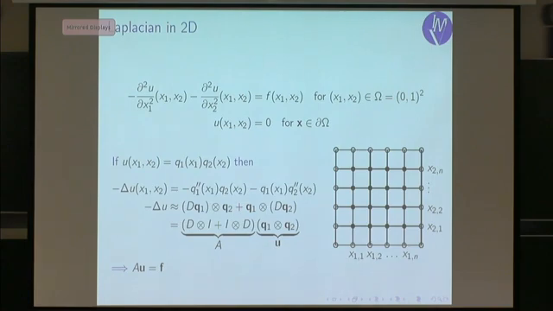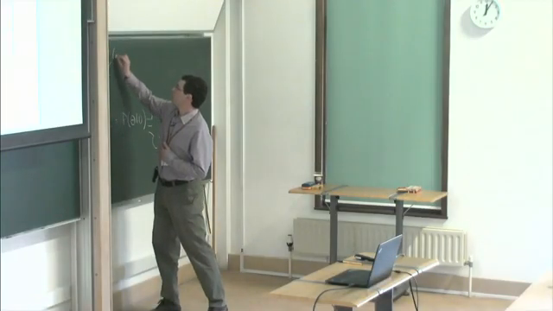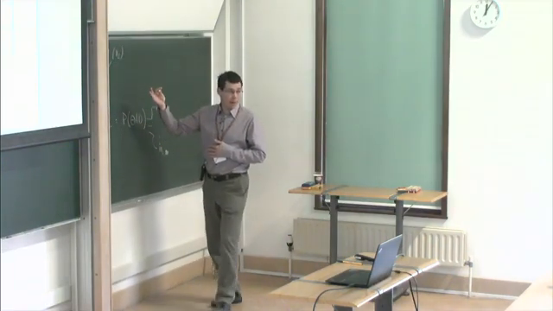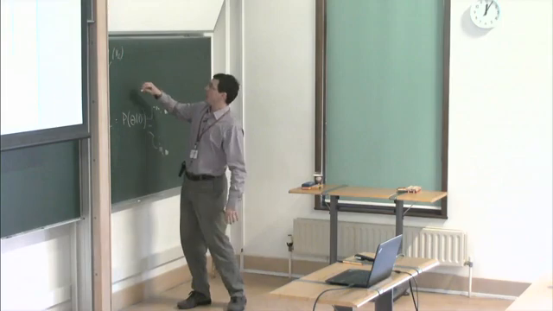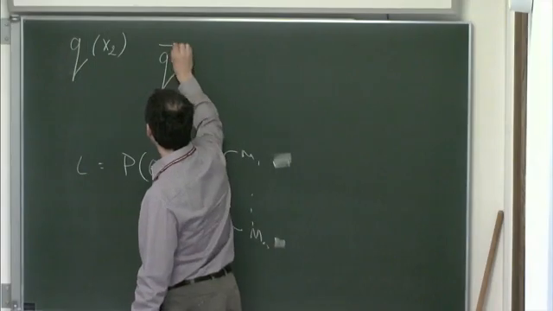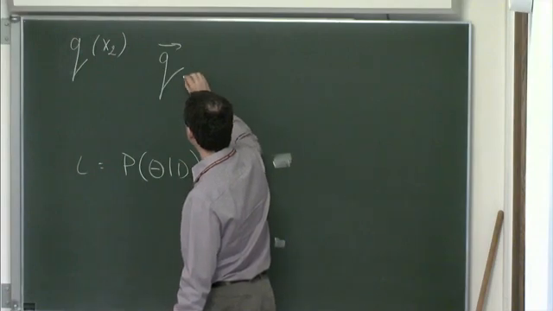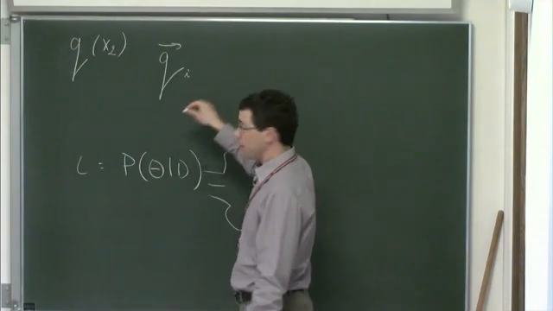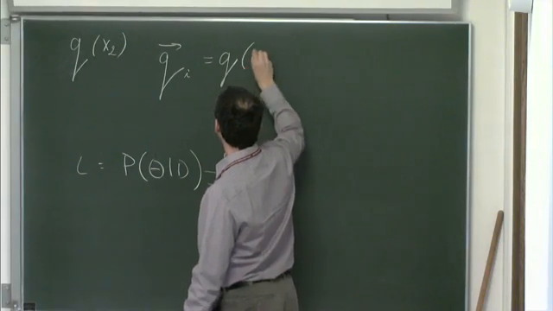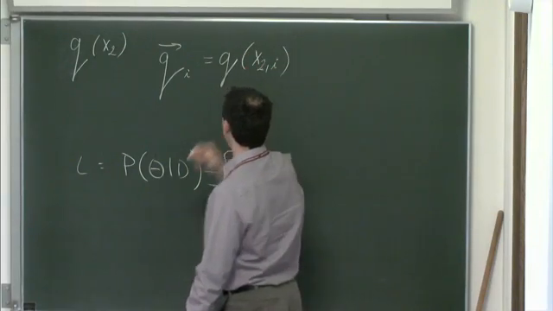Yes, please. Bold q2 is a vector, while non-bold q2 is a scalar, correct? Right, yes. What's the difference between the two of them? Thank you for the question. I have a function, say q of x2, a function of one variable, so this is a scalar, and the vector q has entries, and the ith entry of that vector is the value of that function at the ith grid point.